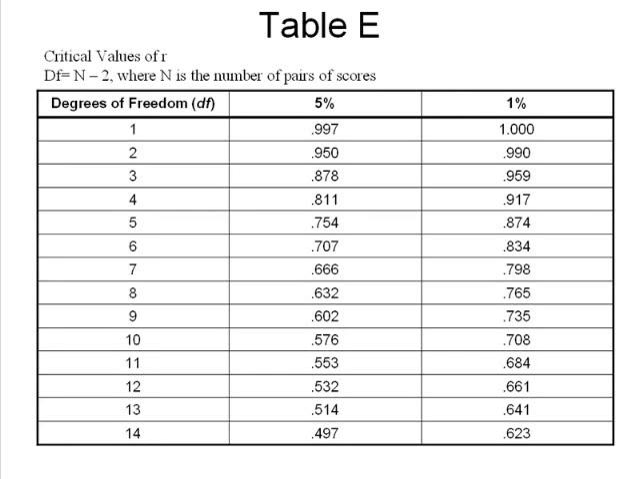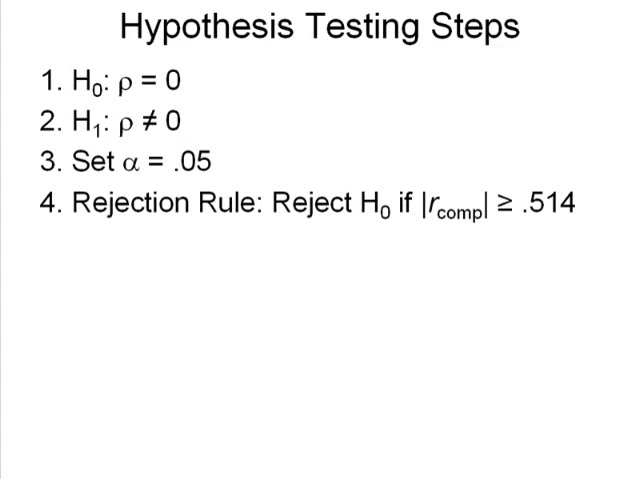It tells you the degrees of freedom equal n minus 2, where n is the number of pairs of scores. Then it's got a column for degrees of freedom, a column for the 5%, which is the same as 0.05, and a column for 1%, which is the same as 0.01 for an alpha. So if the degrees of freedom are n minus 2, and we had 15 scores, well, 15 minus 2 equals 13. So we go down our degrees of freedom column until we come to 13. I've underlined that row in red for you. So our degrees of freedom are 13, and our alpha was 0.05, so we go to the 5% column, and we find our critical value is 0.514. So this is what we put in our step. Our rejection rule is reject the null hypothesis if the absolute value of R comp is greater than or equal to 0.514.